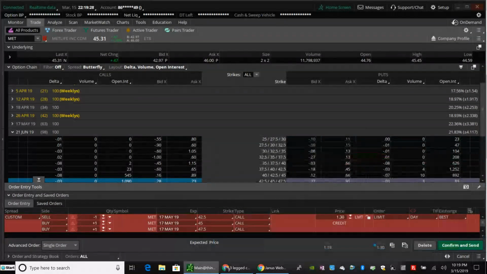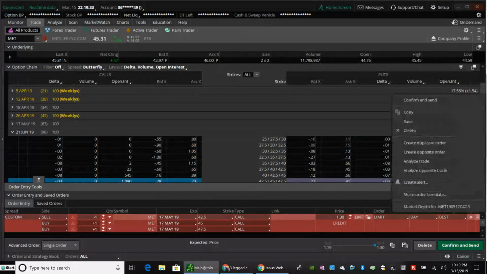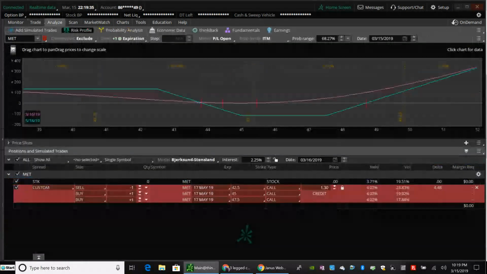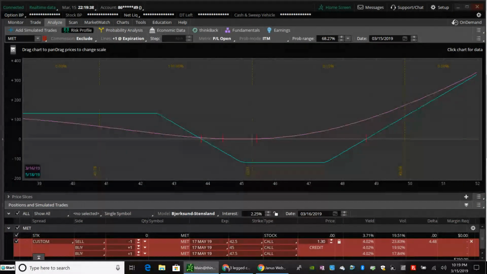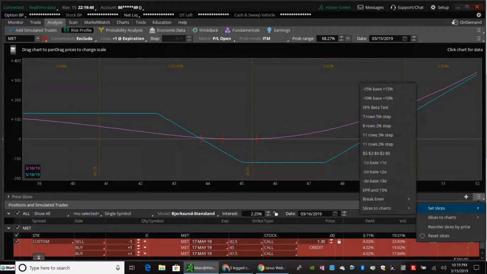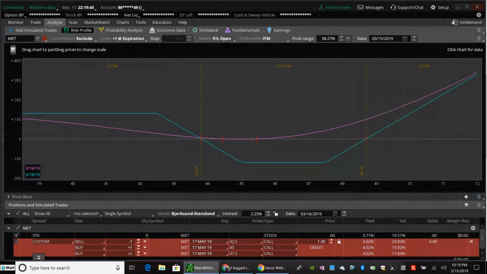You can also analyze this trade on Thinkorswim by coming all the way to the right, hitting this little menu button here, and clicking the Analyze tab. I like to set the slices at the break-even points at expiration, so those are set. Anywhere between these two long strikes, the outside strikes, you will incur some type of loss, and the loss increases as it gets to the center point of this particular diagram.